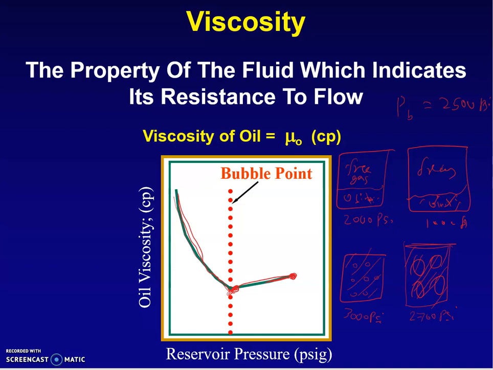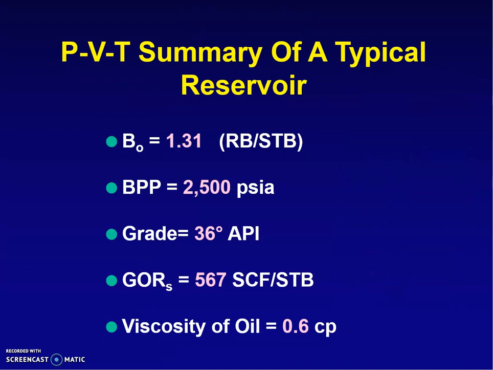Okay, so that's the concept basically, and typical values for a reservoir: a bubble point pressure of 2500 psi, a normal oil with a 36-degree API gravity on average, a gas oil ratio, meaning how much gas is dissolved, around 500-ish, and viscosity around 0.6 centipoise.